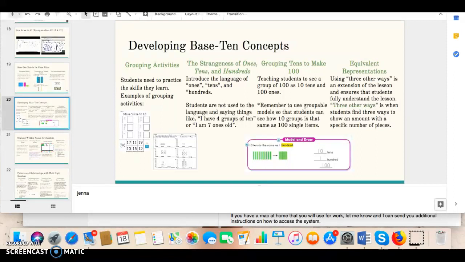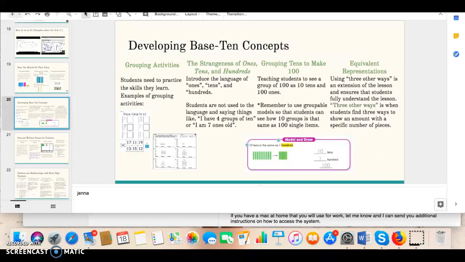And then equivalent representations. Using 3 other ways is an extension of the lesson and ensures that students fully understand the lesson. 3 other ways is when students find 3 ways to show an amount with a specific number of pieces. An example of this would be if the teacher asked the students to find 3 ways to get 225.